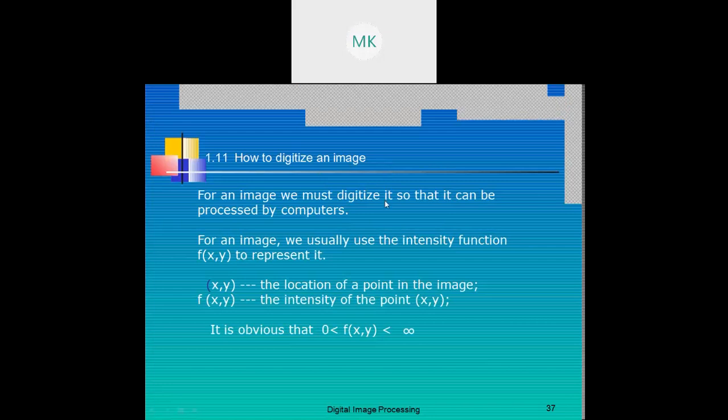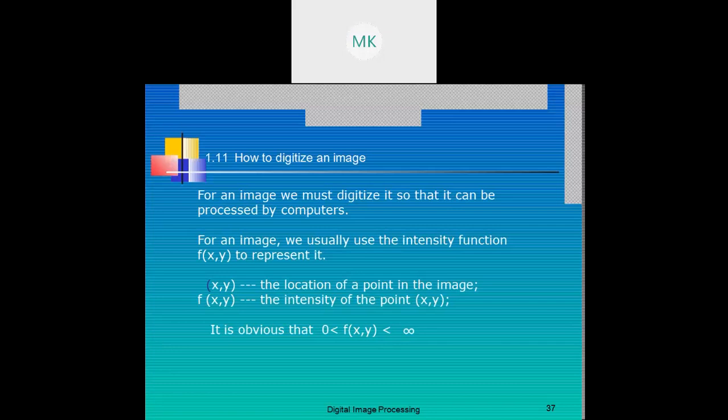So how do we digitize an image? If we consider an image, it is nothing but a two-dimensional function, f of x comma y, where x and y are the coordinates. An image may be continuous with respect to the x comma y coordinates, and also in amplitude. To convert it into digital form, we have to sample the function in both coordinates as well as in amplitude.